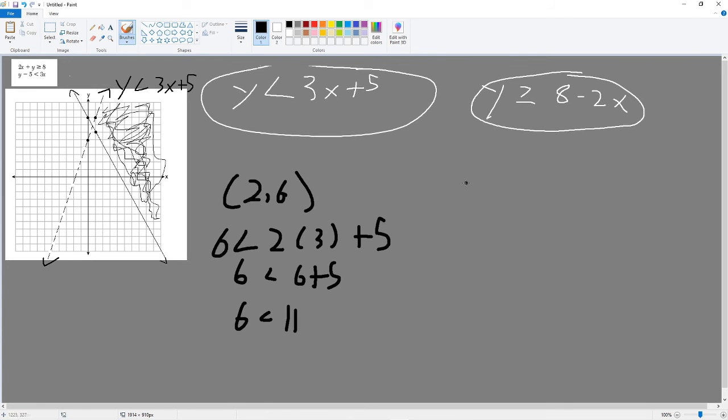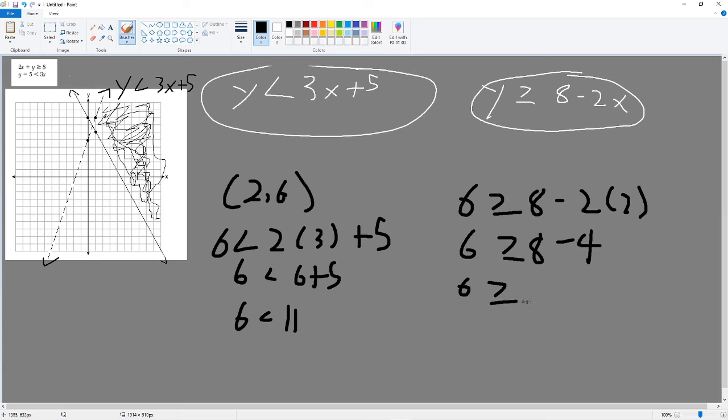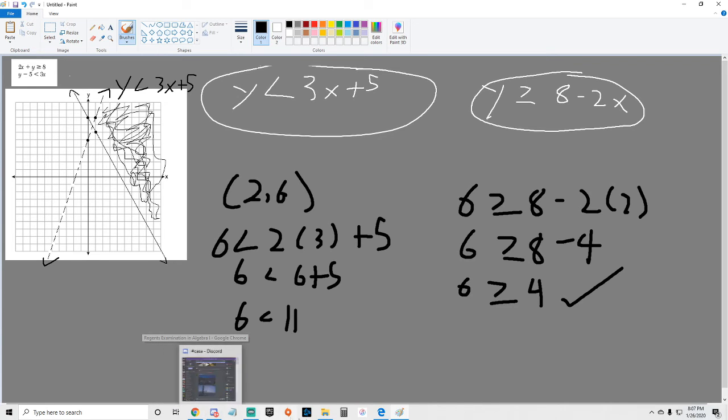Let's check for this one. Y is greater than or equal to 8 minus 2x. 6 is greater than or equal to 8 minus 2 times 2. 8 minus 4 is, right, so I have 6 is greater than or equal to 4, which is obviously true. Okay, so that's for the graphing part.